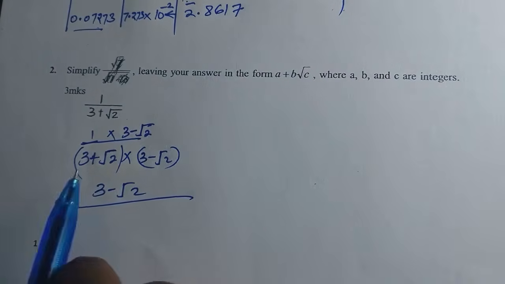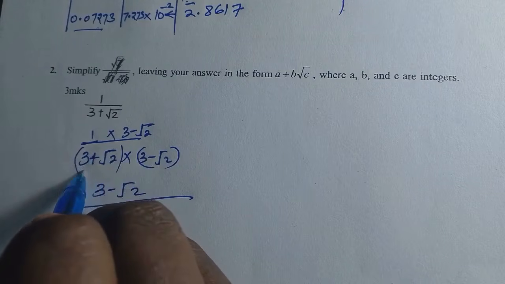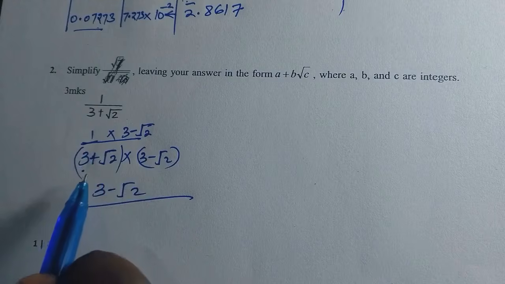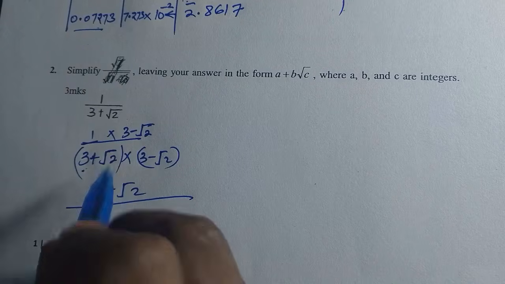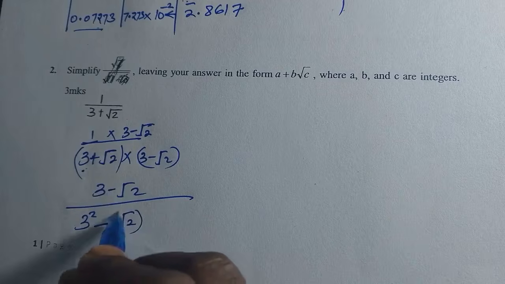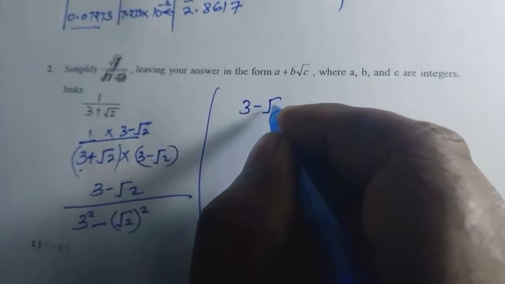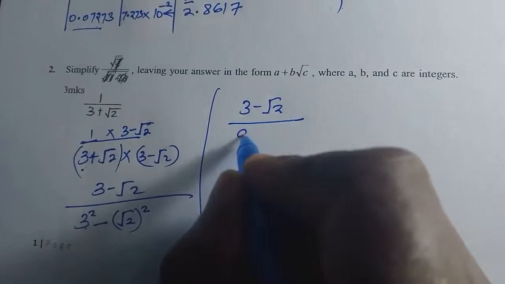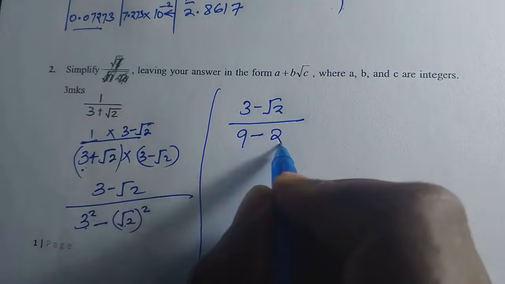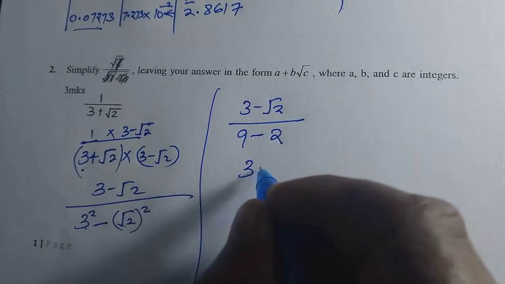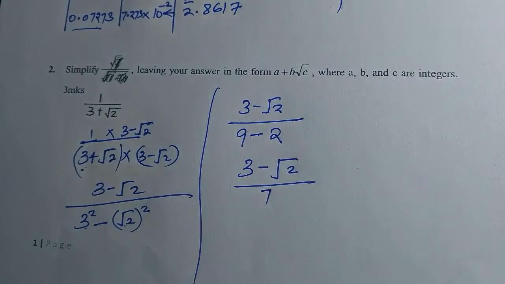The denominator is a difference of two squares, right? So this means take the first term, that is 3, you square that, then subtract the square of the second. So the answer is going to be 3 minus root 2 over 9 minus, when you square the square root disappears, so we have 2. So this is 3 minus root 2 over 7, right?